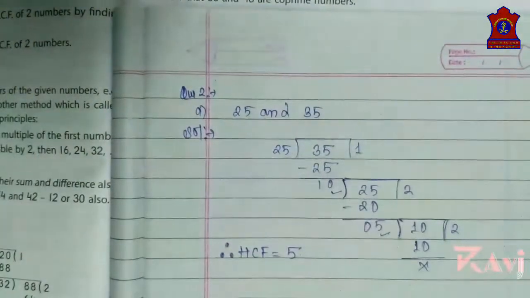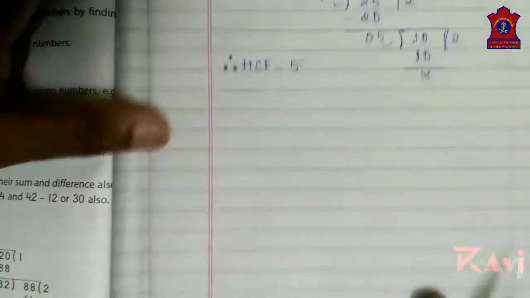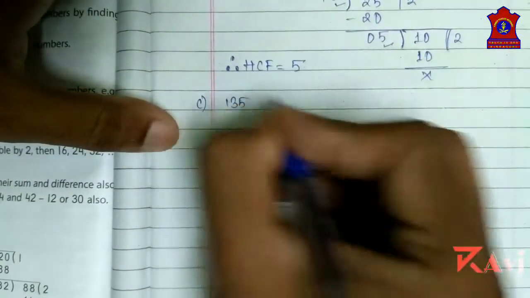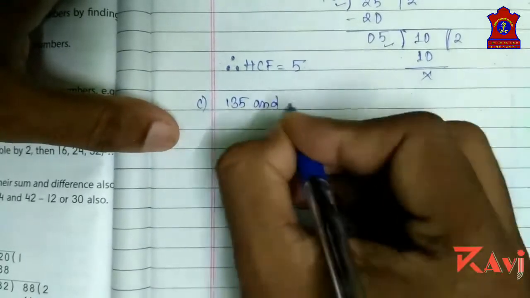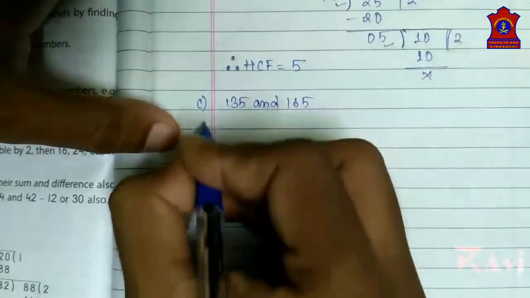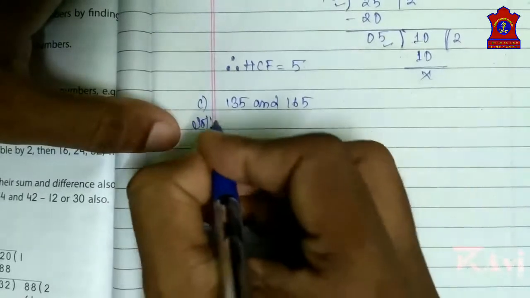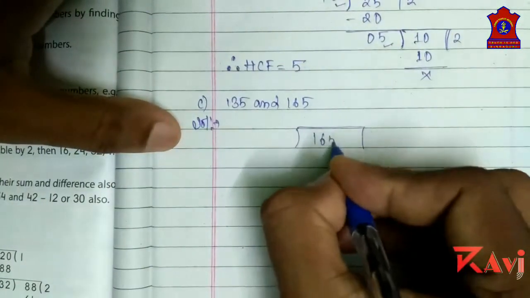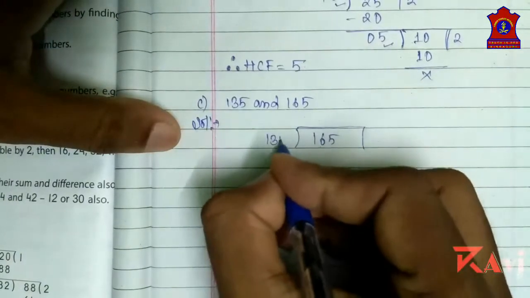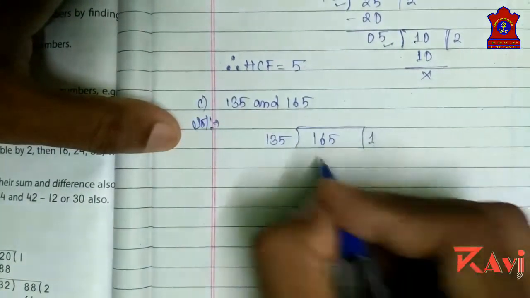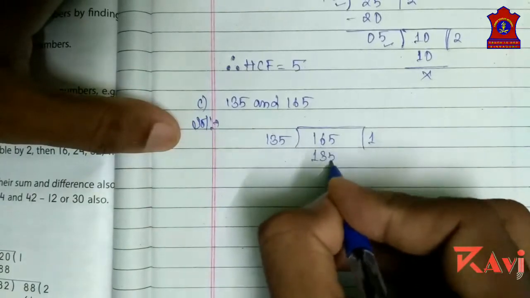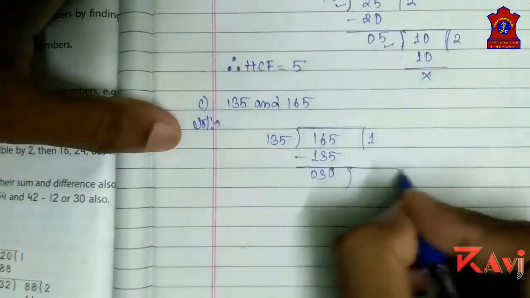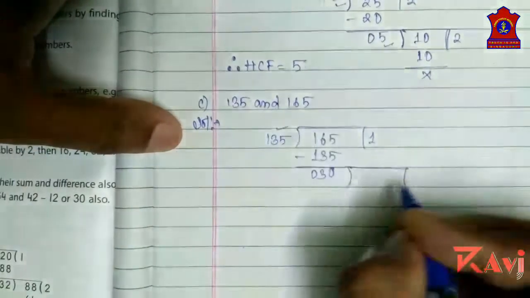2C. 135 and 165. Solution. Same. 165 is the dividend. 135 is the divisor. 135 ones are 135. What is left? 30. Next division box. What comes here? 135.